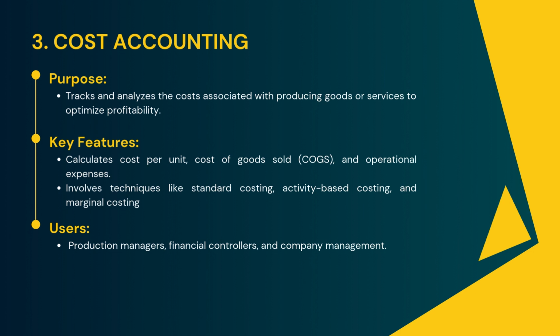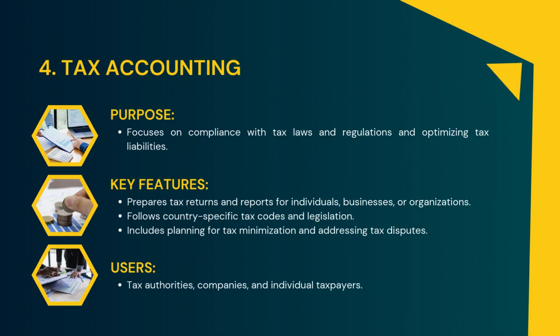Its key features are calculates cost per unit, cost of goods sold, and operational expenses. It is mainly for production managers, financial controllers, and company management. Number 4. Tax accounting. The purpose of tax accounting is to focus on compliance with tax laws and regulations and optimizing tax liabilities. Its key features are prepares tax returns and reports.